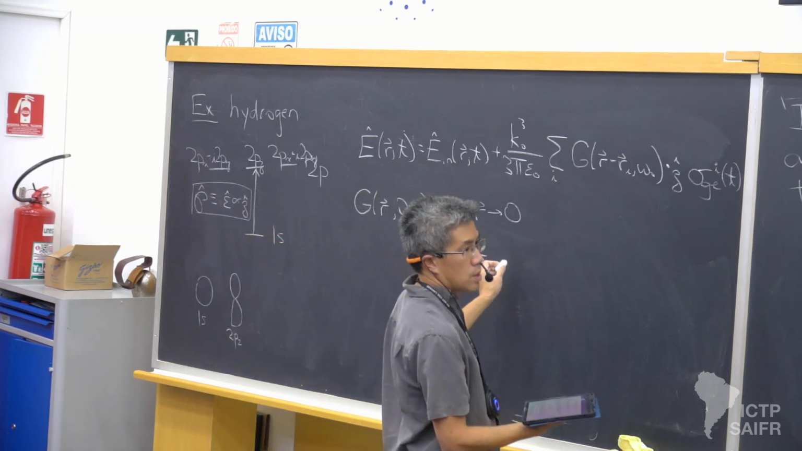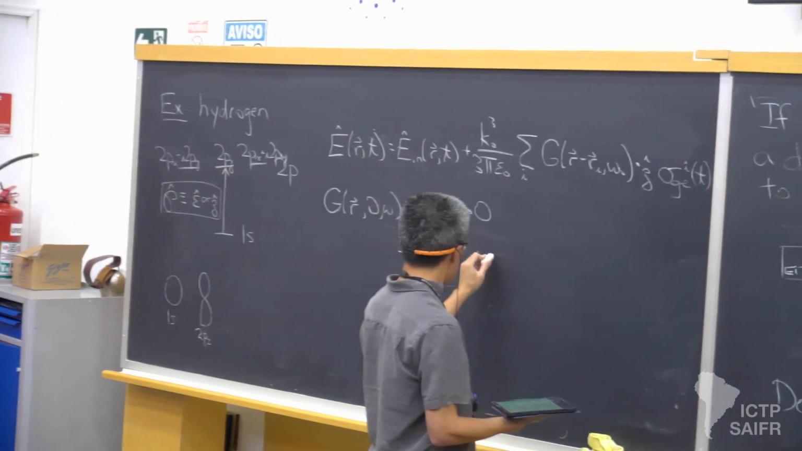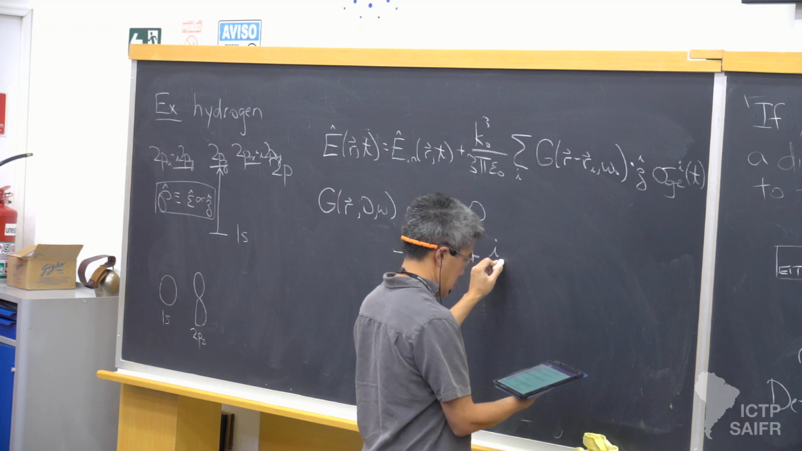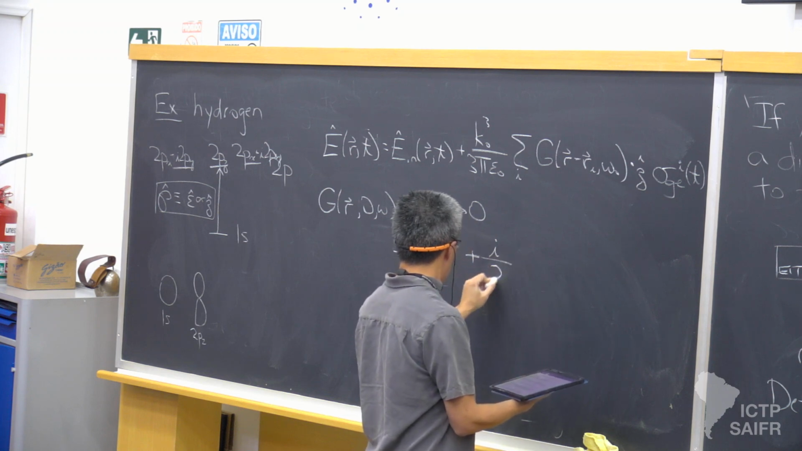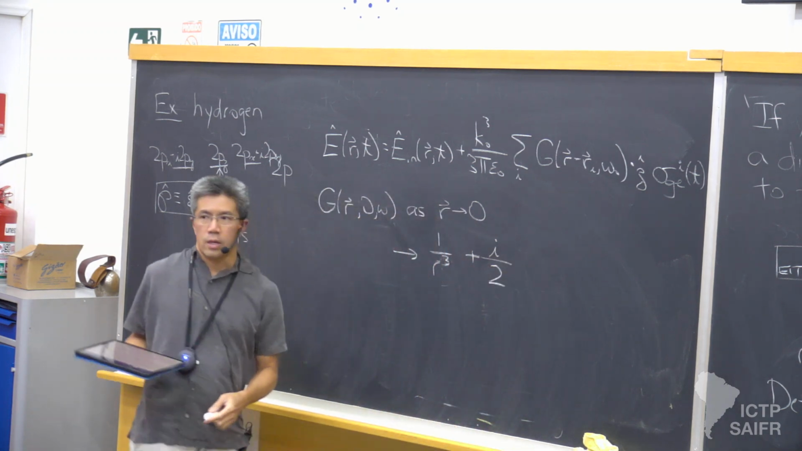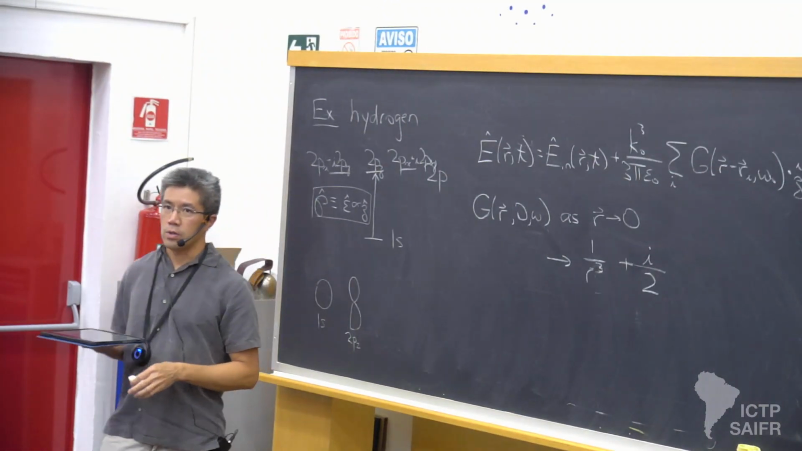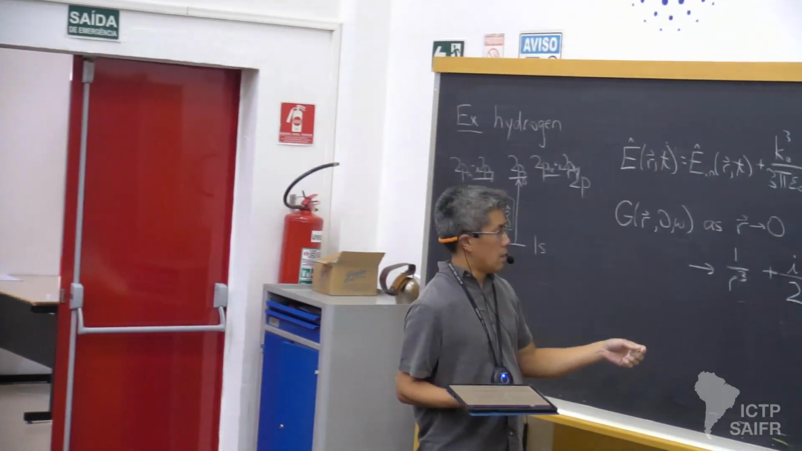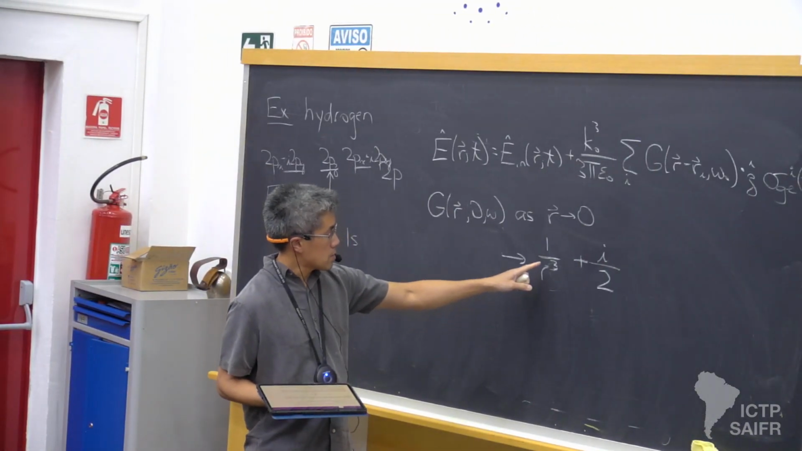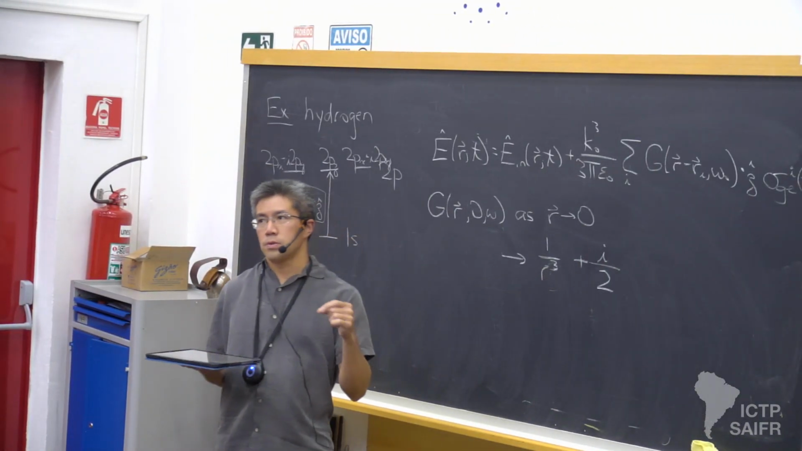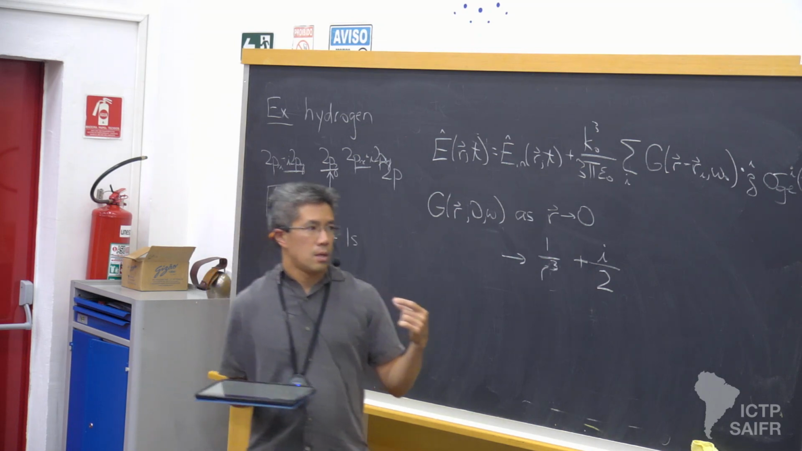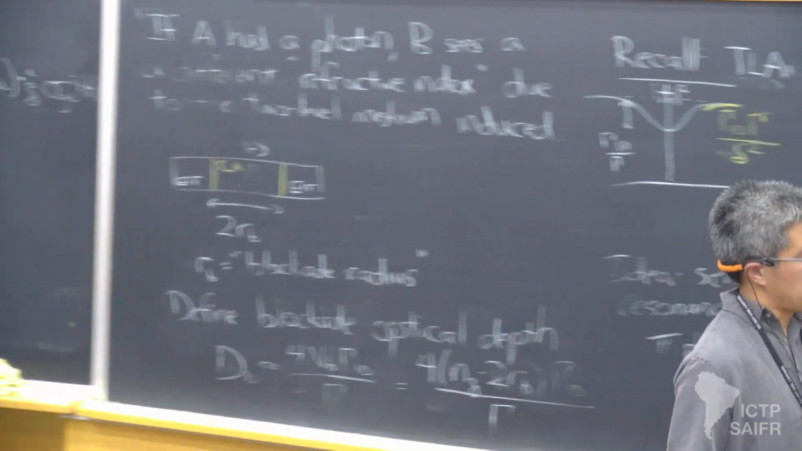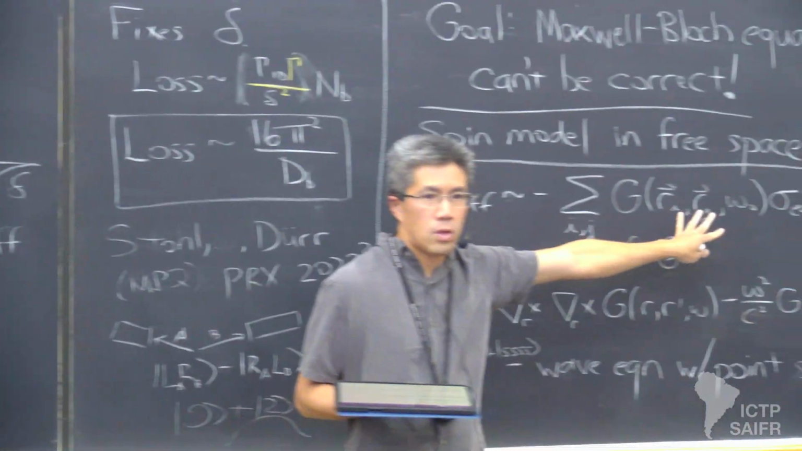But then there's also an imaginary component that saturates to a fixed value of i over 2. Okay, so they have very different meanings. This 1 over r cubed is kind of just saying that if I have a Green's function that's real, then this effective Hamiltonian would be Hermitian.